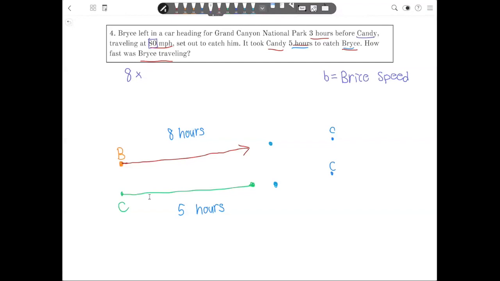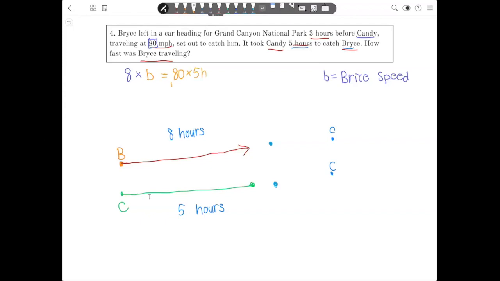80. So the distance that Candy will travel, the distance Bryce will travel, is going to be 8 hours times the B miles per hour that Bryce will go at. This is equal to 80 times the amount of hours that Candy's going at. So 80 for 5 hours. So it's just going to be 80 times 5 hours.